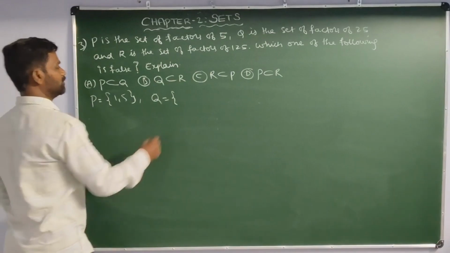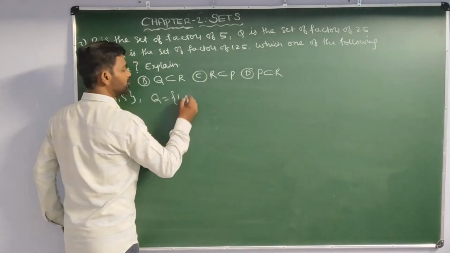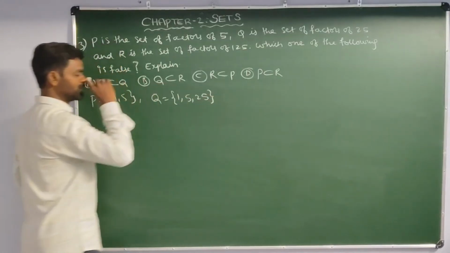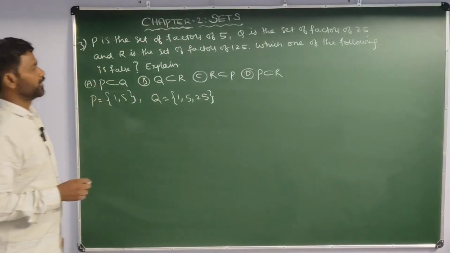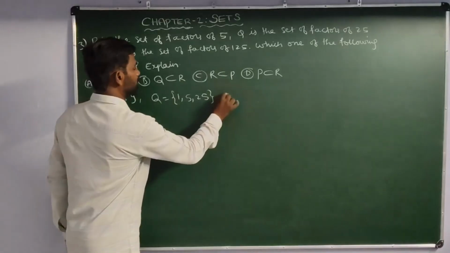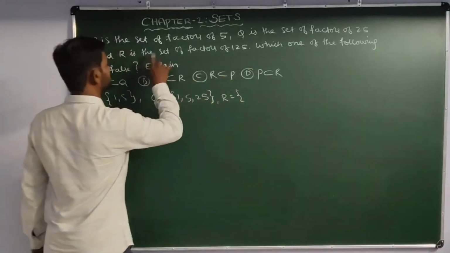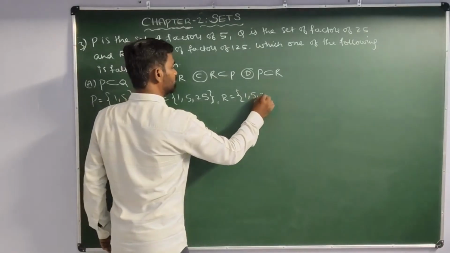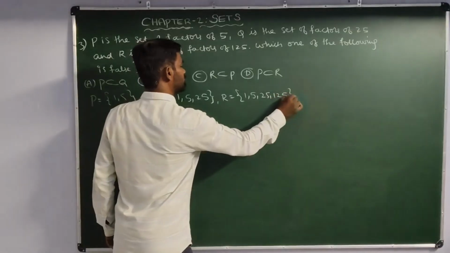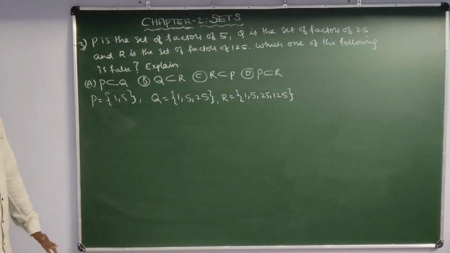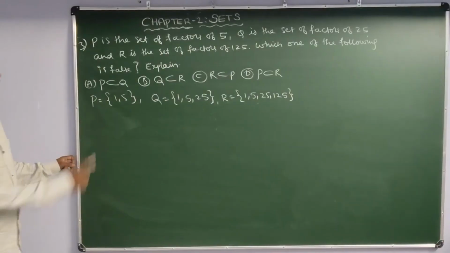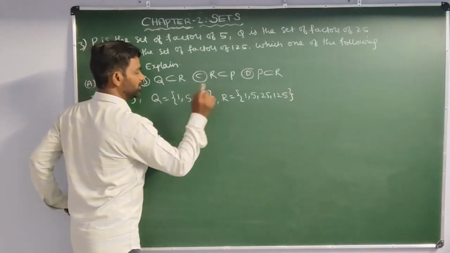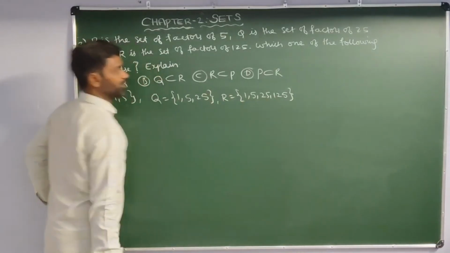In the same way, Q is the set of factors of 25. So what are the factors of 25? 1, 5 and 25. Next, R is the set of factors of 125: 1, 5, 25 and 125. Now, what are the elements of P? 1, 5. Q: 1, 5, 25. R: 1, 5, 25, 125.